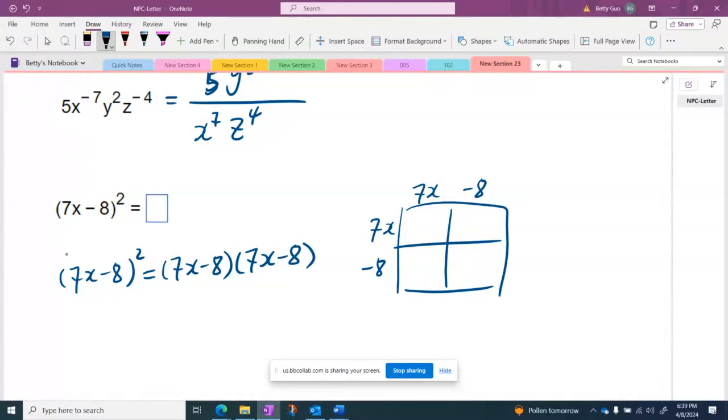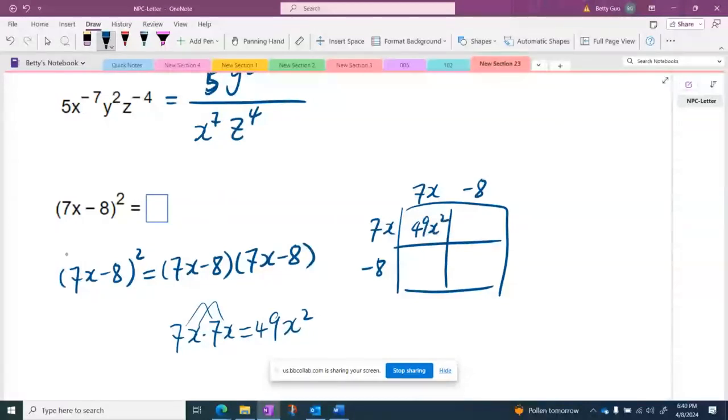Row 1, column 1, 7x times 7x. If you are not sure, write it down on your scratch paper. Please do not give me 14x. We're not adding, we're multiplying. 7x times 7x, 7 times 7 is 49, x times x is x squared. So row 1, column 1, we have 49x squared.